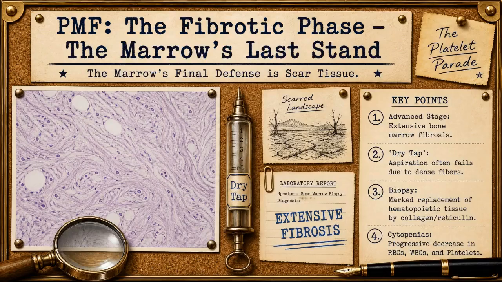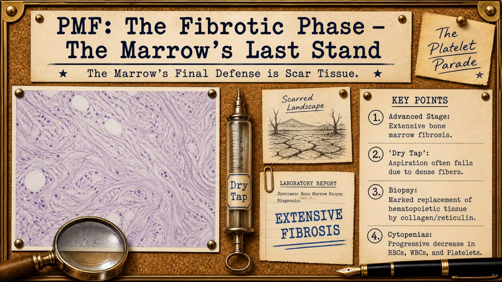Alright, histotechs, if the prefibrotic stage of PMF was the quiet before the storm, then the fibrotic stage is definitely the storm itself. This is the advanced stage of primary myelofibrosis, and it's characterized by extensive bone marrow fibrosis. This is where the marrow truly becomes a scarred, inhospitable environment for normal blood cell production. One of the most frustrating, yet diagnostically significant, experiences for a clinician performing a bone marrow aspiration in this stage is that it often results in a dry tap.